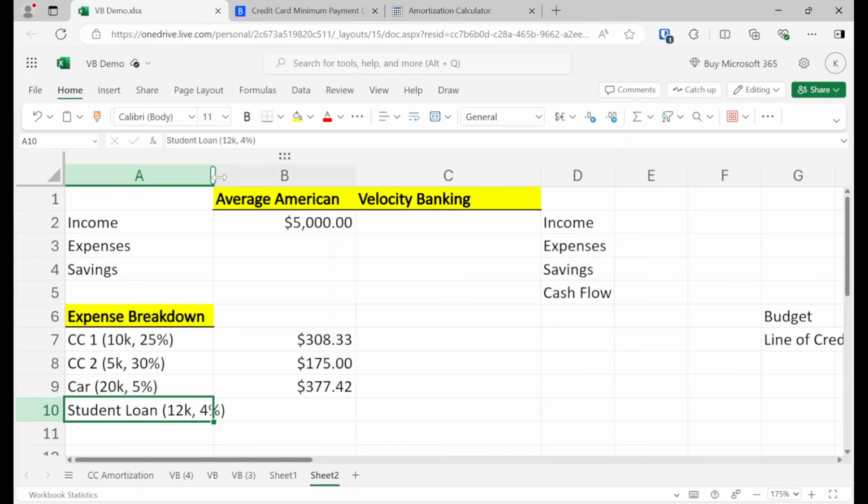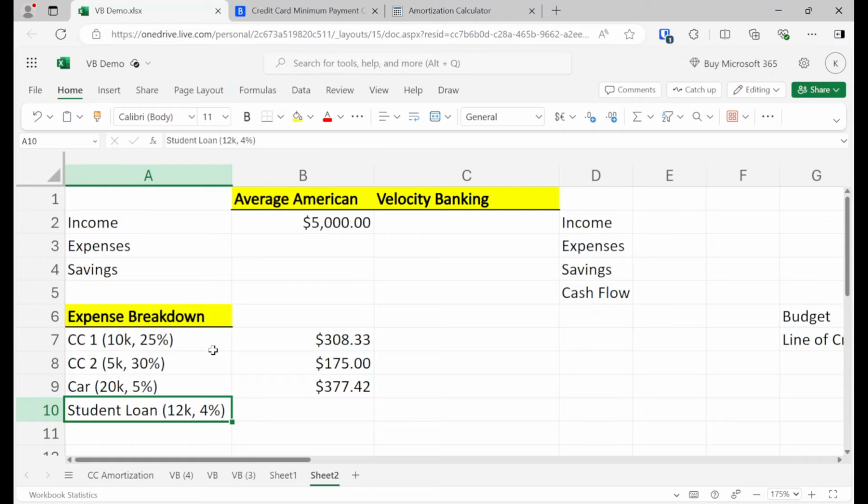Frankly, you know, I'm way out of that demographic, that marketplace of needing a student loan, because I think college is a waste of time, but whatever.